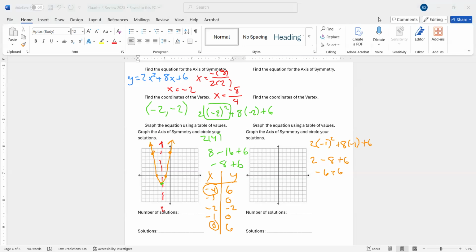Okay. How many solutions does this one have? You should see that there are 2. It crosses the x-axis twice. What are they? X equals -1 and x equals -3. It's where it crosses. Okay, so that's all one big problem. Let's do the other one.